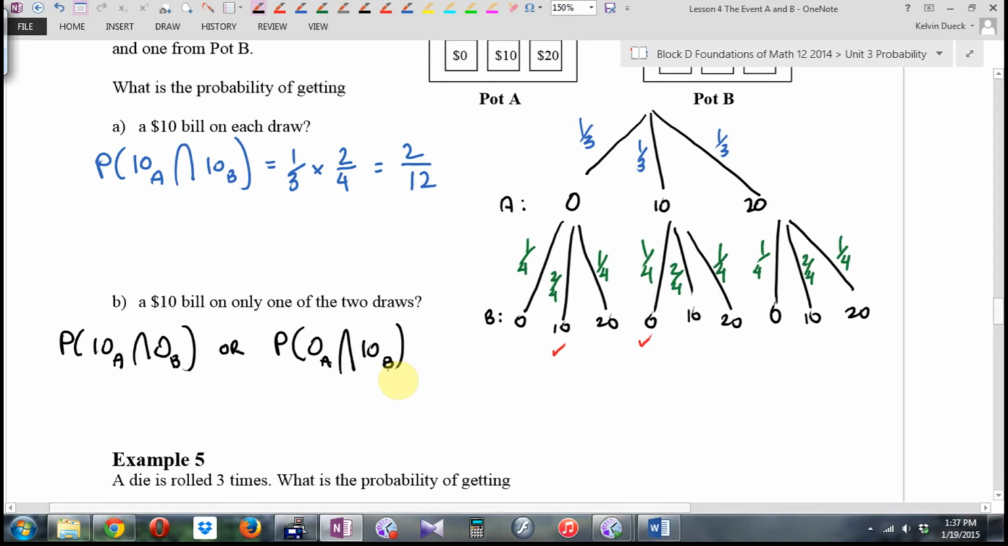This is why I'm not a big fan of the formulas. I think the tree is much more visual. Can you see what the first branch is? Mackenzie, what am I going to multiply? Yep. Now, by the way, careful. This one here is 10A, 0B. So 1 out of 3, right? And 1 out of 1/4.